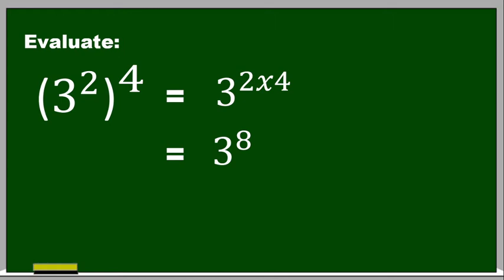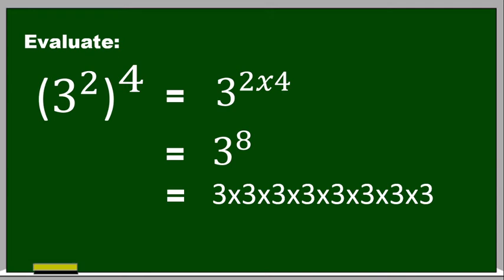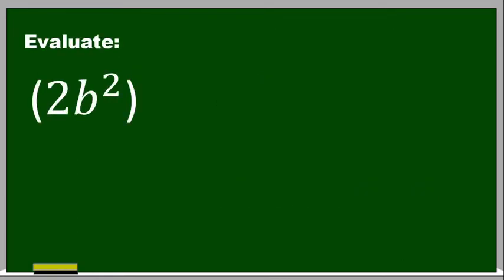And go back to the first law of exponent. The exponent is 8. It tells that you are going to make 3 a factor 8 times. So that is 3 times 3 times 3 times 3 times 3 times 3 times 3 times 3, and it gives the product of 6,561.